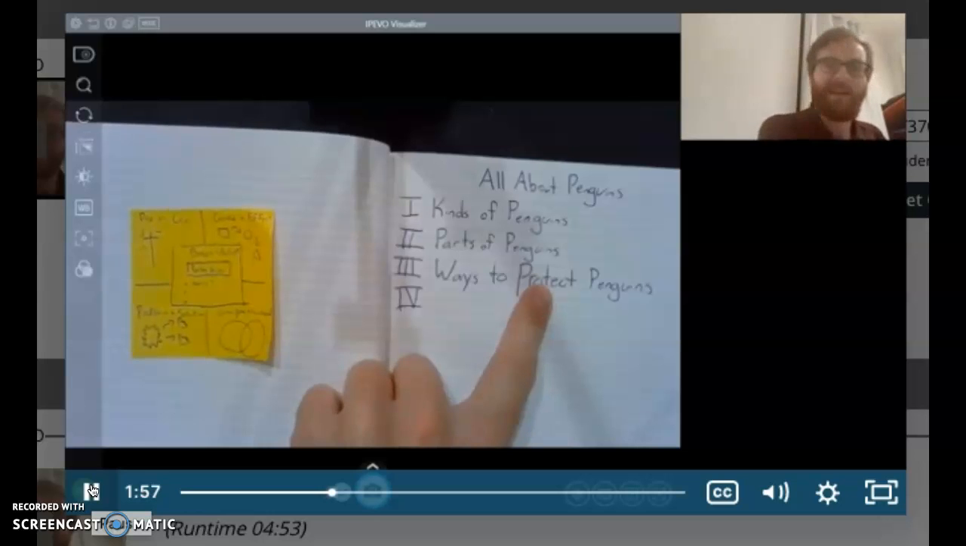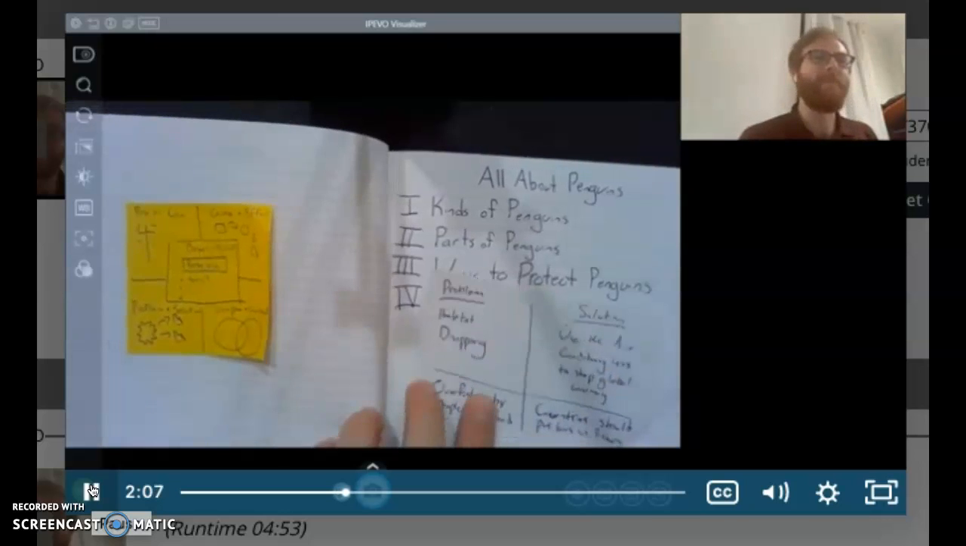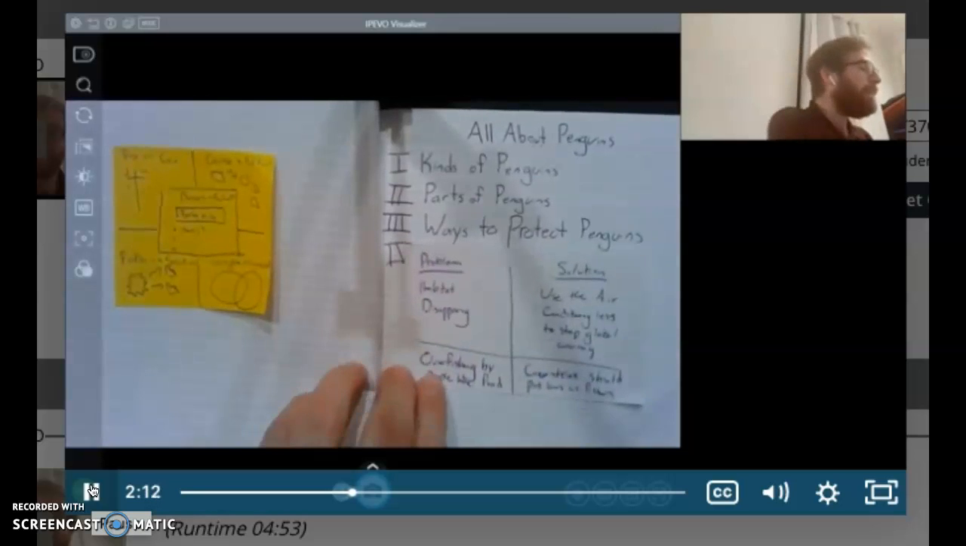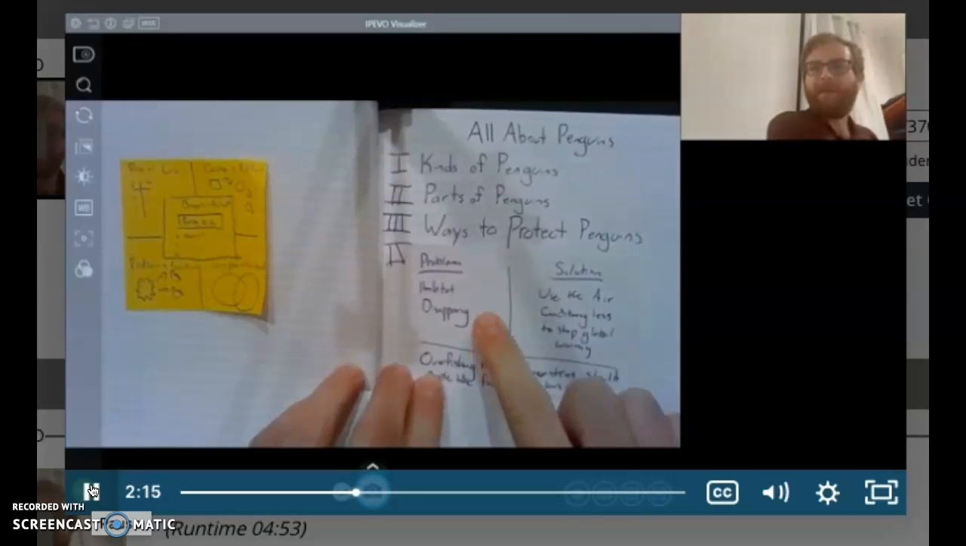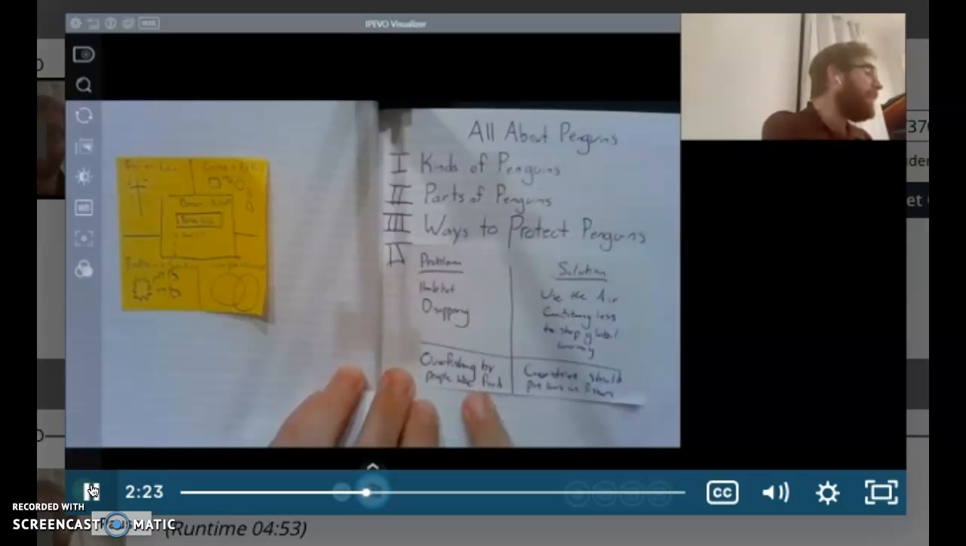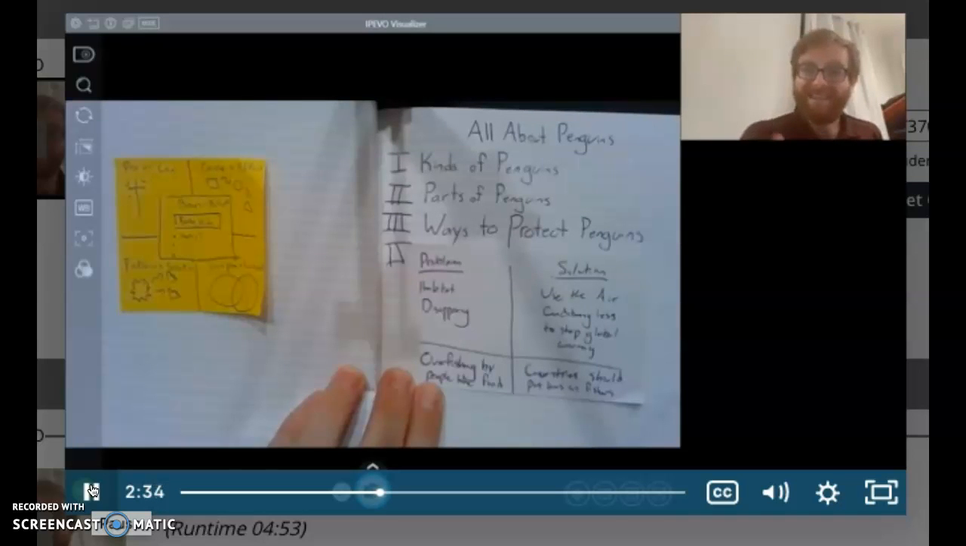When I think about protection, I think that somebody's in danger and I need to help them. And I thought maybe I could do that in a problem and solution way. So I took some notes and I came up with a way that I might be able to organize this with problem and solution. I thought a problem that penguins need protecting from is that their habitat is disappearing. And the solution for that could be that we use air conditioning less to stop global warming. Another problem is that overfishing by people takes away their food. And I thought a solution for that could be that countries should put laws on fishers. Do you guys see how that could work, right?